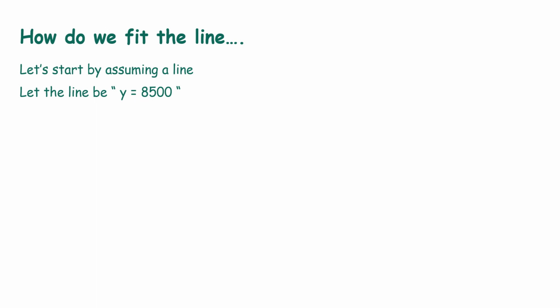So irrespective of the year, whether it is 2010, 2011, 12, whatever it be, the sales value has to be 8,500. But you may ask me a question, right? It's quite common sense that that's not the right line. But that's fine. Let's see what the closest approximation of this line is for the given data set. Of course, we all know intuitively that this line is not the right fit for the given data.